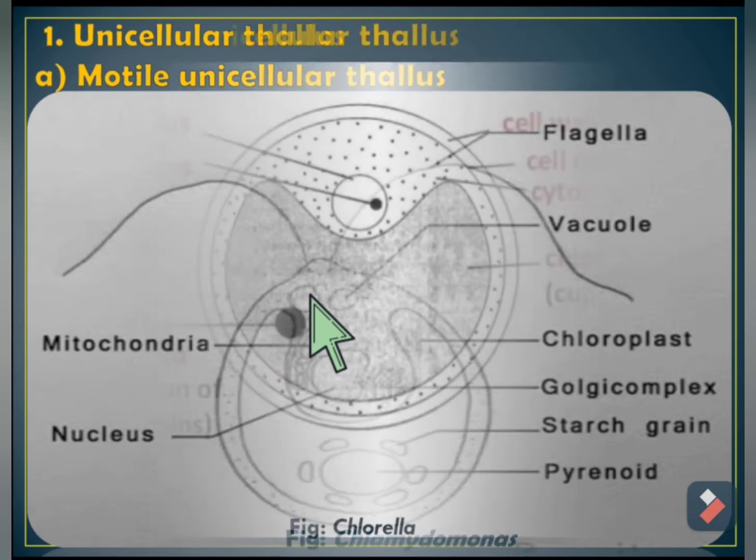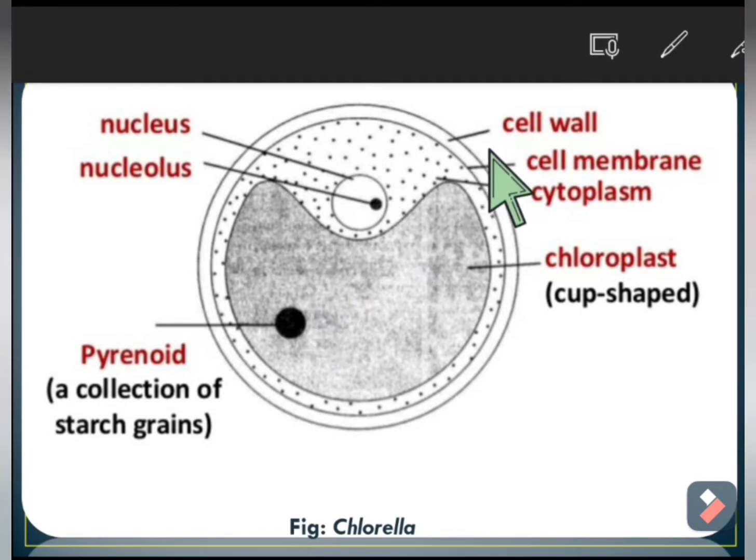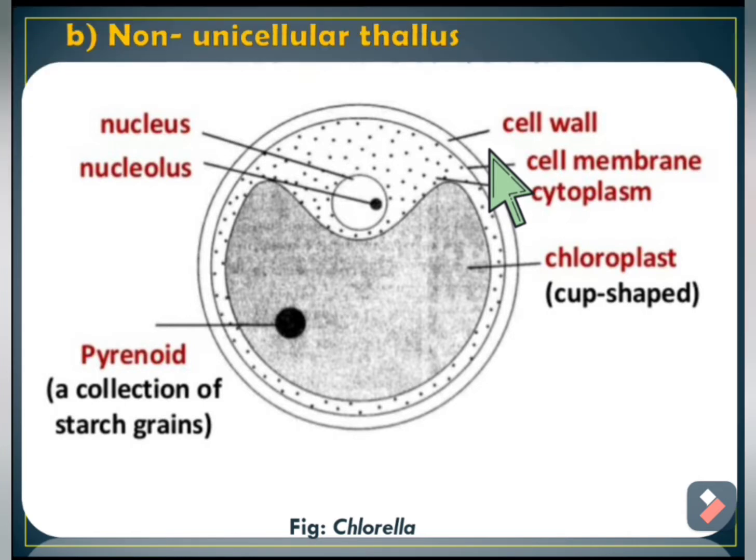Now coming to the second one, that is non-motile. Non-motile unicellular thallus means that the thallus here is a small spherical cell again. For example, as you can see here in the case of Chlorella, the plant body is a small spherical cell, but it lacks flagella. As you can see, there is no flagella in its body, so it is non-motile, it cannot move. So that is the unicellular thallus.